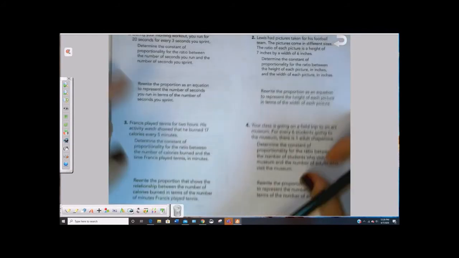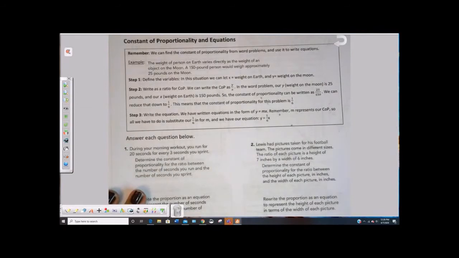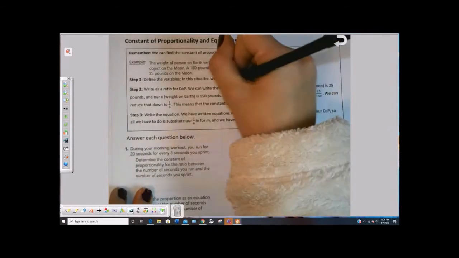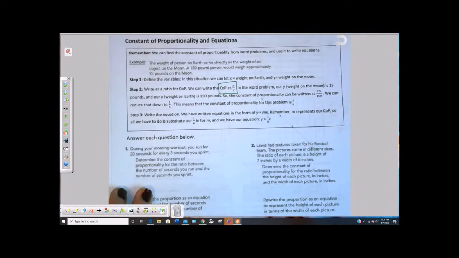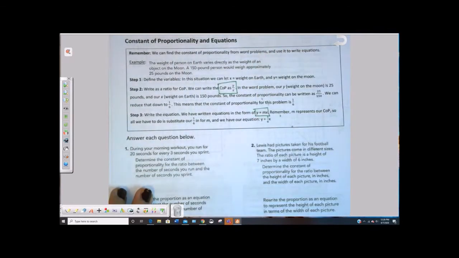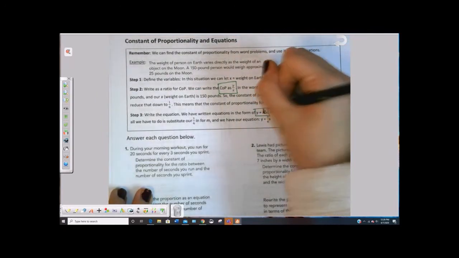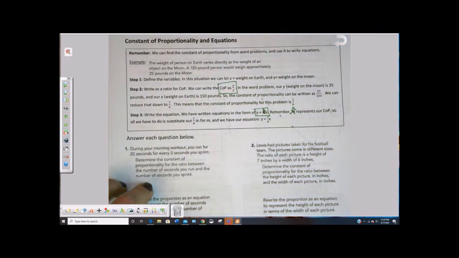So you're going to do number 4 and number 5 and 6 on your own. And the very final page for today is we are going to now find a constant and write an equation using a word problem. So remember, our constant is y over x. And in order to write an equation, you're going to use y equals kx. I know they use m, but I like k better just because that's usually what it means for constant, so I changed that to k.